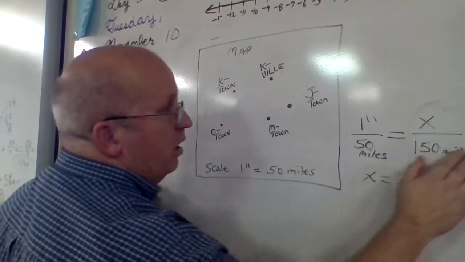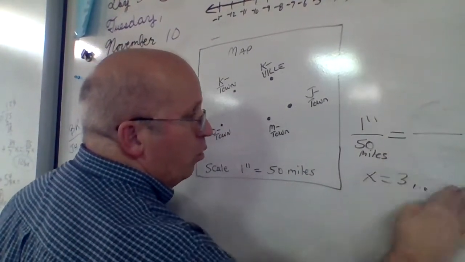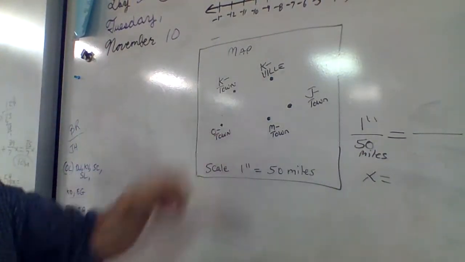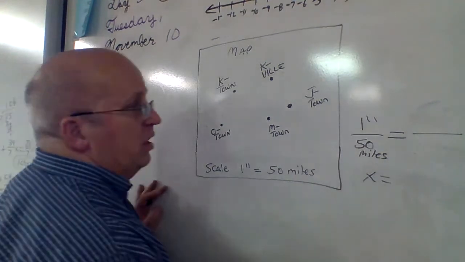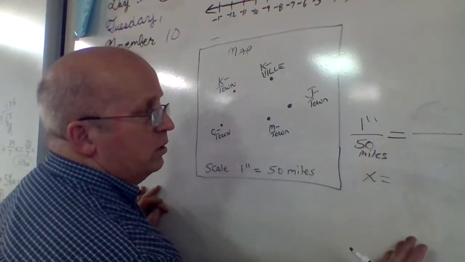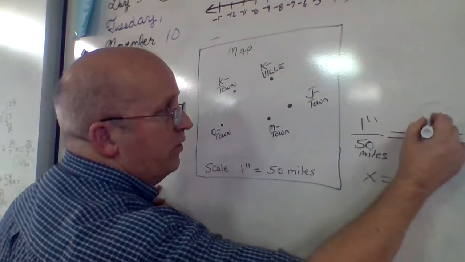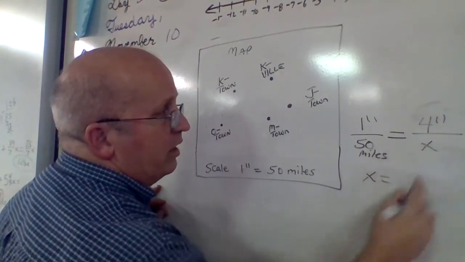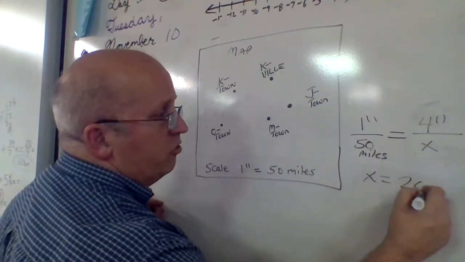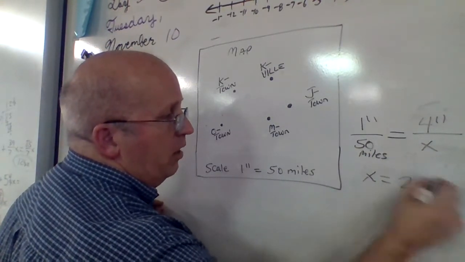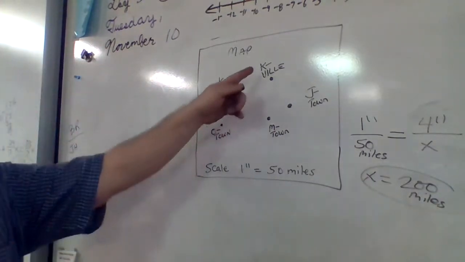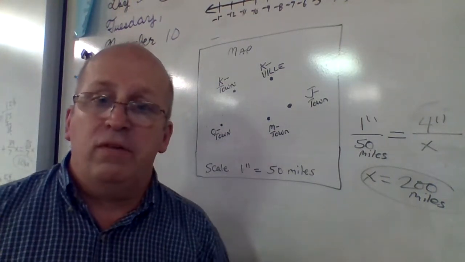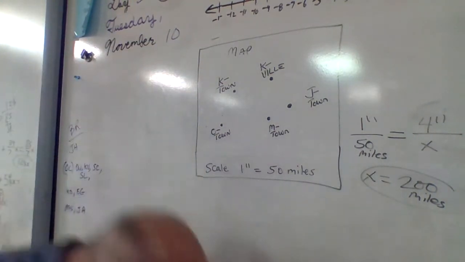Finally, what if we're talking about Coratown to Kendallville? What if I told you that Coratown to Kendallville is, on this map, 4 inches? How far is it in real life? Well, where am I going to put the 4? 4 inches has to go on the top. Inches to miles, inches to miles. Solve for x, folks. What's x going to be? It should be 200, right? 200 miles between Coratown and Kendallville. That's some of the work we'll be doing for today.